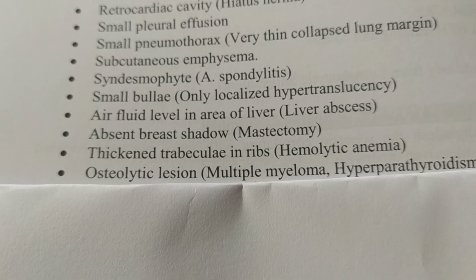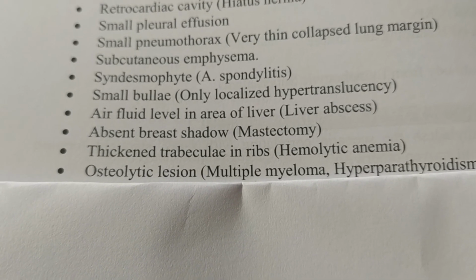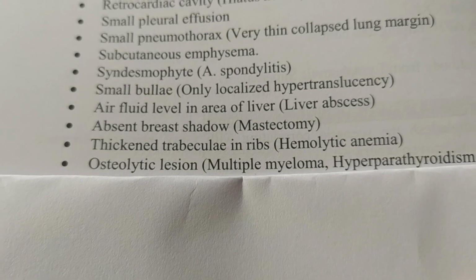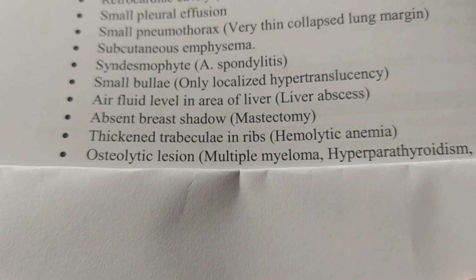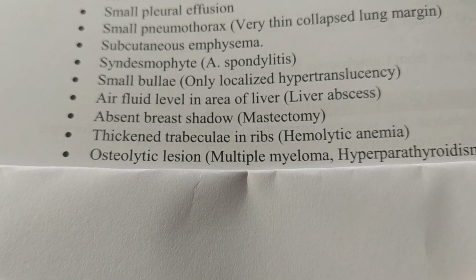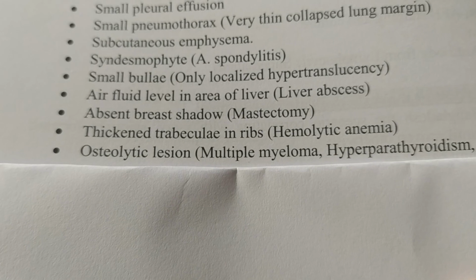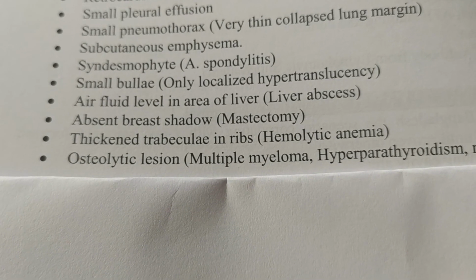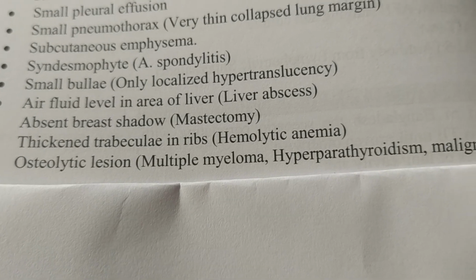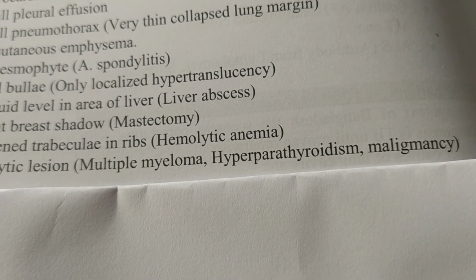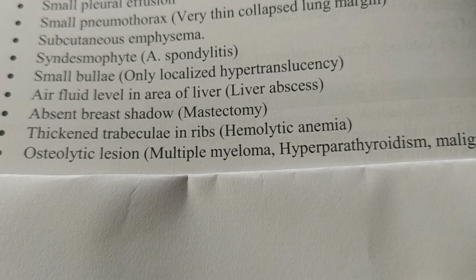Most important, I think, is the osteolytic lesion. This is a hot cake, I think. Osteolytic lesion on the chest X-ray, on a rib or vertebral body. That could be due to multiple myeloma, hyperparathyroidism, or malignancy. These three differential diagnoses of osteolytic lesion are very important.